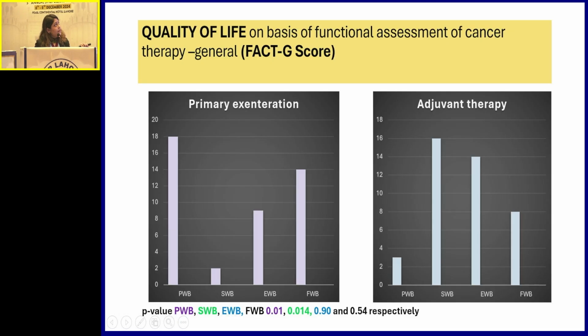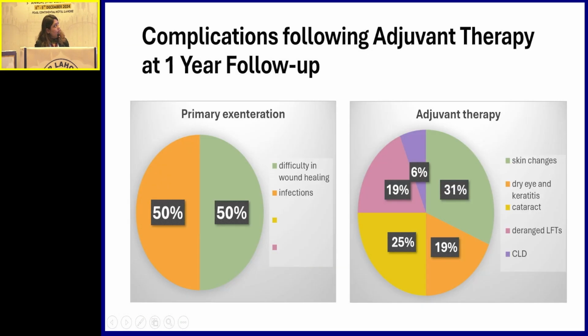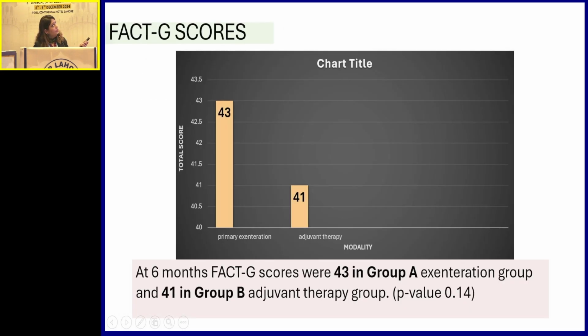Another thing that we had in the study was the FACT-G score, as I said. We calculated that higher scores were seen in the exenteration group in physical well-being and financial well-being. In social well-being and emotional well-being, the scores were better in adjuvant therapy. However, the statistically significant difference was only found in the physical well-being versus social well-being scores. Overall, the total FACT-G score in exenteration was 43, in adjuvant therapy 41.